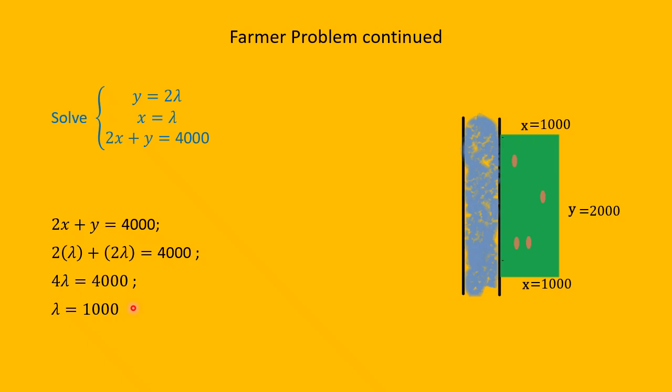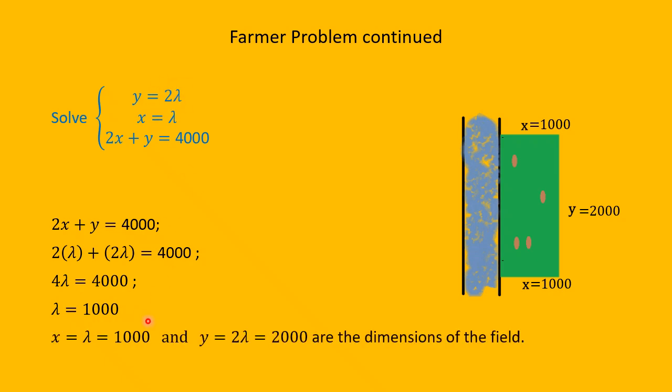And then we can come back up here and find the values of x and y. So x is lambda, which is 1,000. y is 2 lambda, which is 2 times 1,000. That's y equals 2,000. And those are the dimensions of the field. Here's the river on this rectangular bounded field. This side is 1,000 yards. This length is 2,000 yards. And this width, again, is 1,000 yards.